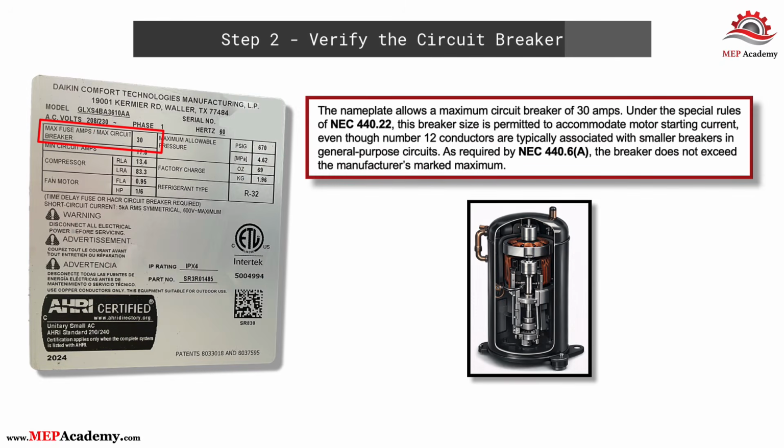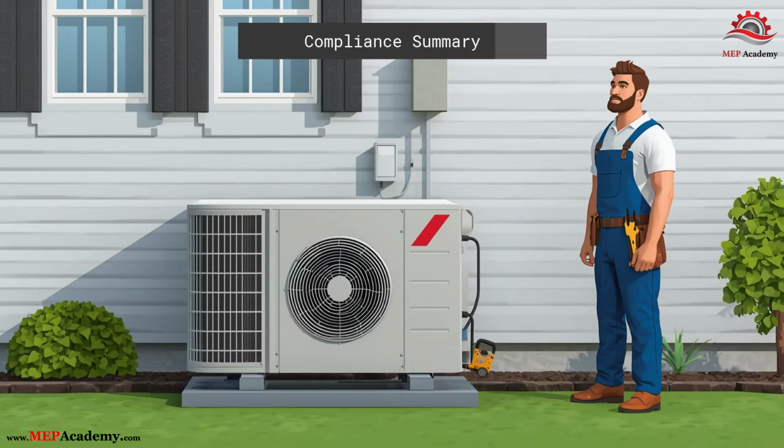Step 2. Verify the circuit breaker. Next, we verify the overcurrent protection. The nameplate allows a maximum circuit breaker of 30 amps. Under the special rules of NEC Article 440, this breaker size is permitted, even though number 12 conductors are typically associated with smaller breakers in general-purpose circuits. If the conductor meets or exceeds the minimum circuit ampacity and the breaker does not exceed the nameplate maximum, the installation is code compliant.